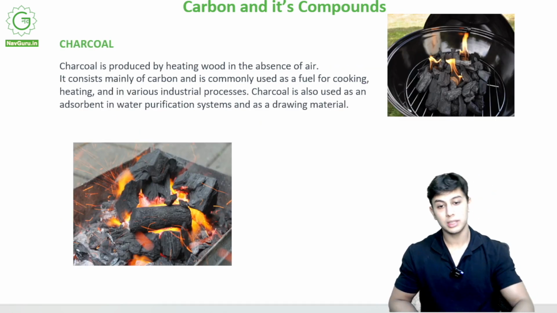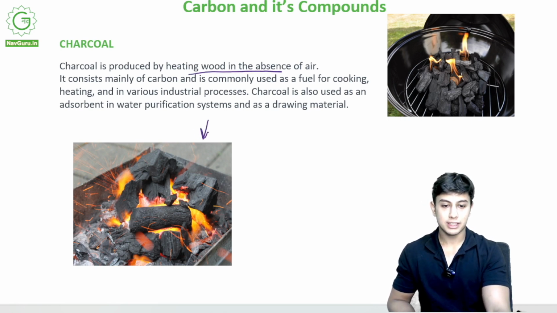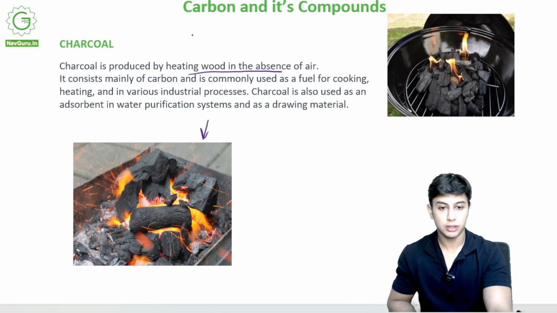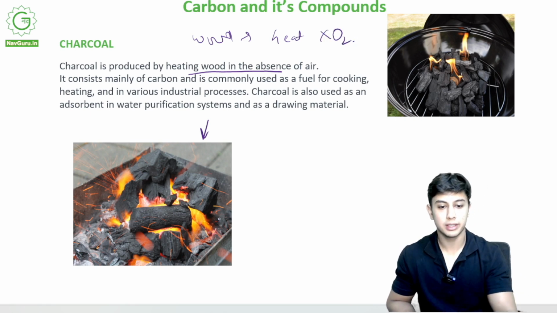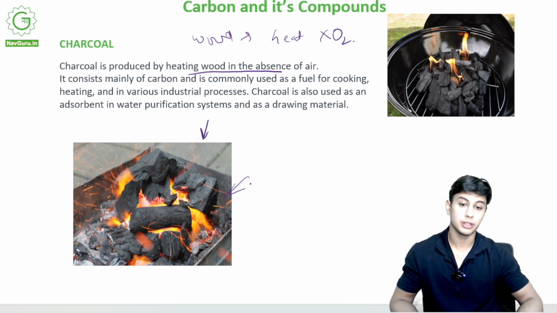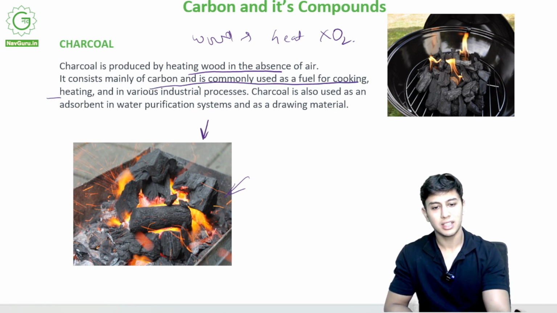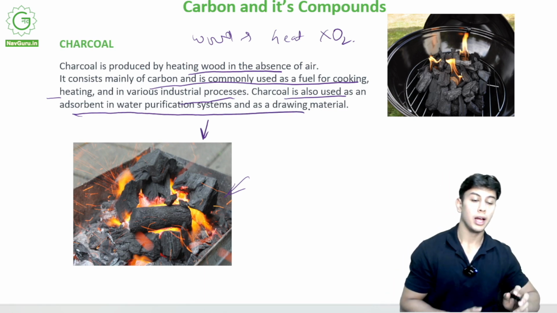Charcoal. Now charcoal is produced by heating wood in the absence of air. So you might think this is coal. No, this is charcoal. You take wood, you heat it without O2 and it will turn this black, and you can use it to produce heat, for cooking, for tandoor and all. It consists of mainly carbon and is commonly used as fuel for cooking, heating, industrial processes as well. Charcoal is also used as an adsorbent in water purification systems.